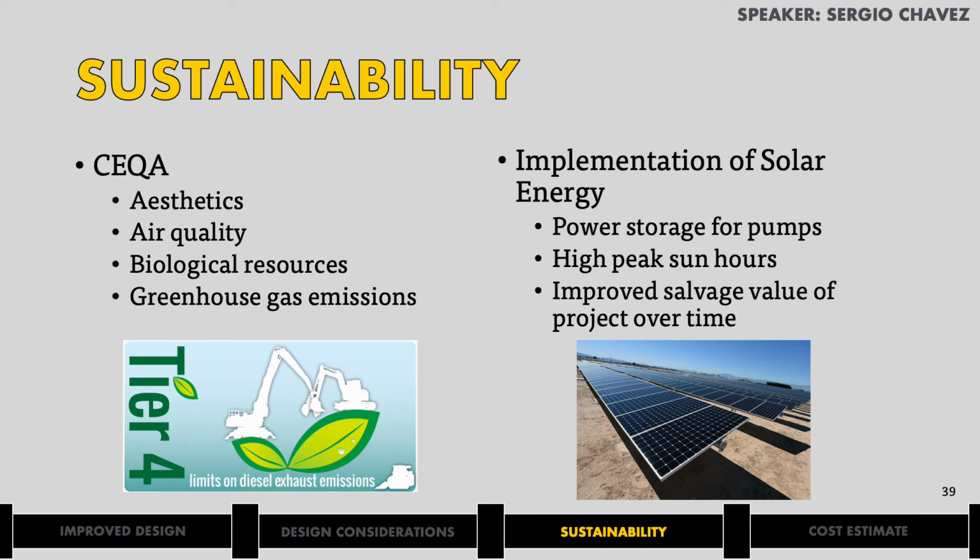The implementation of solar panels will also make our project more sustainable. We have opted to install ground mount units near the storage tank for optimal performance. The solar energy will be stored in a power pack and used to power our pumps. With peak sun hours averaging around 5.8 hours in Riverside County and the units being at the top of the hill, these systems should be effective for our use, and in turn savings will improve the salvage value of this project.